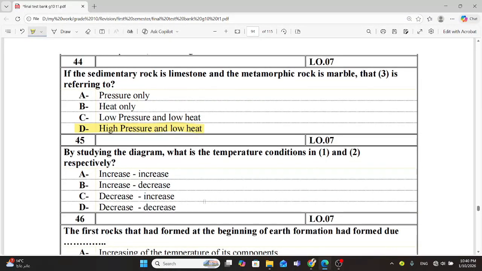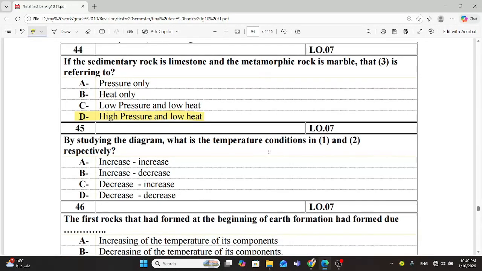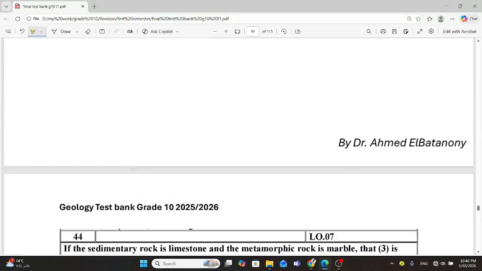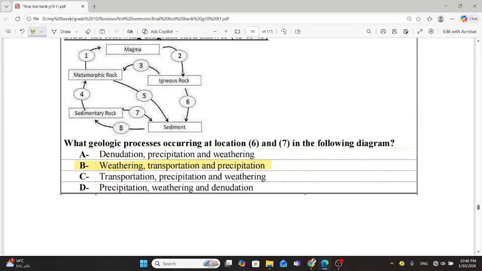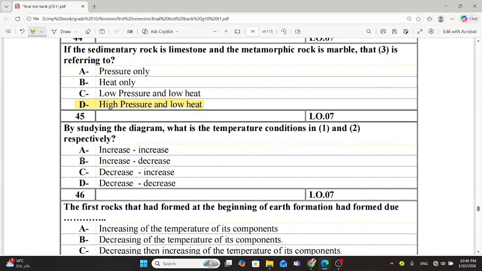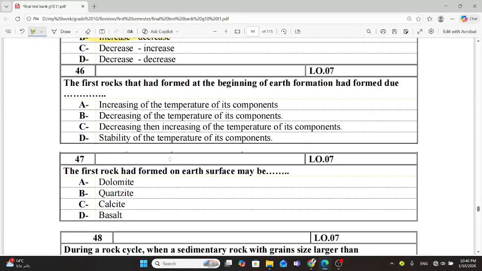طيب by studying the diagram what is the temperature condition in 1 and 2 respectively؟ طيب 1 هتبقى increase في 2 هيبقى cooling يبقى temperature decrease، يبقى increase و decrease يبقى B. The first rock that had formed at the beginning of Earth's formation had formed due to increasing of temperature of its component ولا decreasing of temperature of its component ولا decreasing then increasing of temperature of its component ولا stability of temperature؟ لا تبقى B decreasing of the temperature of its components.